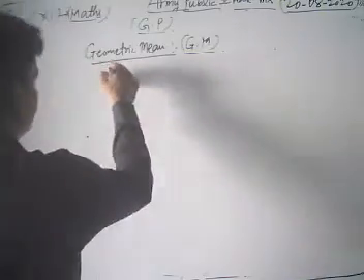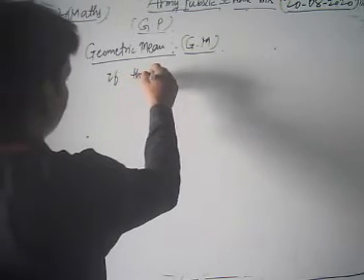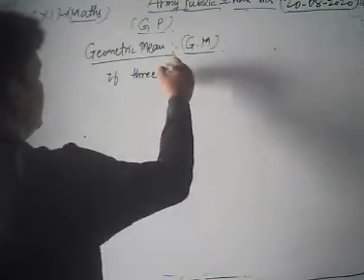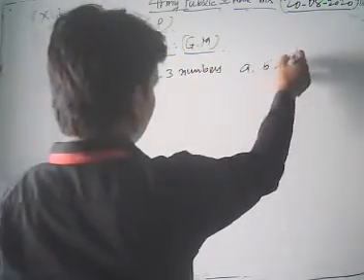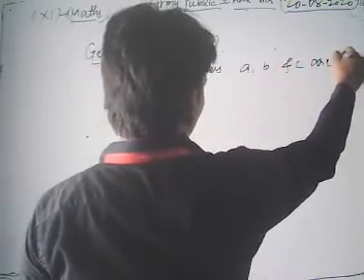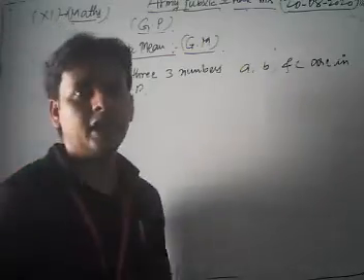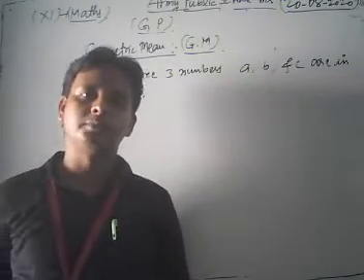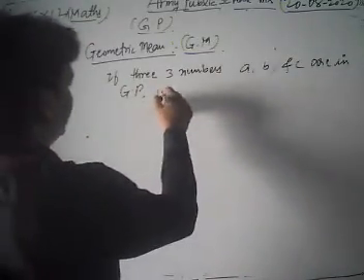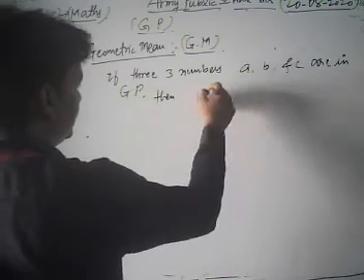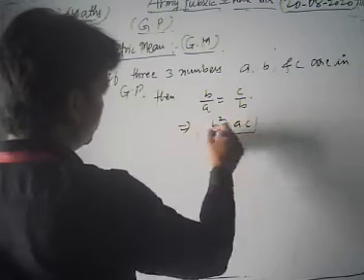Suppose that any three numbers, take A, B and C, are in GP. Then what do we have? Dear student, if three numbers are in GP, then their common ratio will be the same, that is B upon A is equal to C upon B, that is, we have B square is equal to AC.